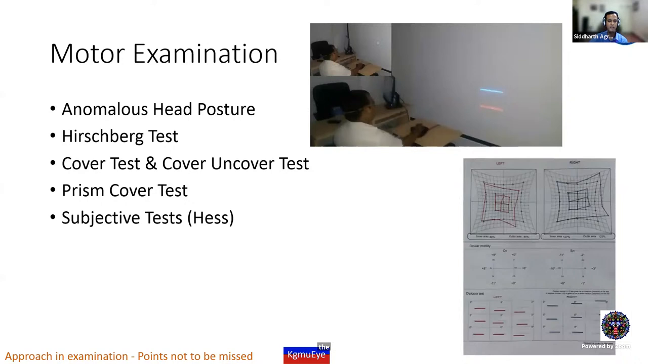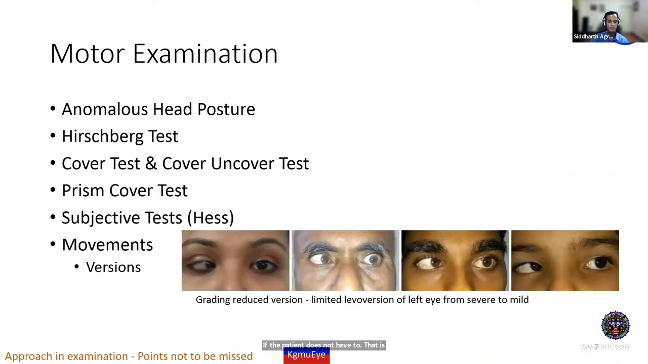Now, if you are dealing with an incomitant deviation, remember to ask for a test chart. Also remember that you do not order or ask for a test chart if the patient does not have diplopia. That is a prerequisite for performing a test chart. Do not forget to check and document motility limitation. And keep in mind that you are checking for versions, ductions, and vergences. Don't talk about limited motility purely on basis of versions.